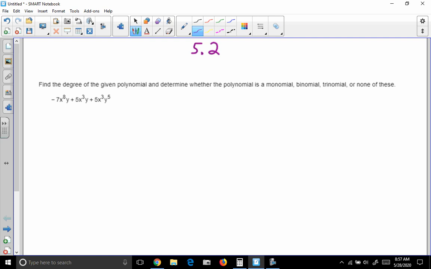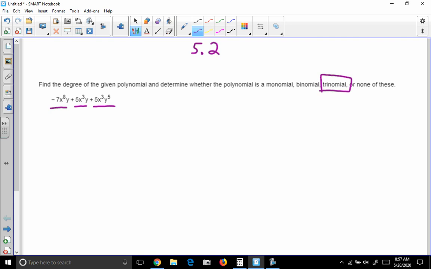So a polynomial is made up of terms. Terms are things added or subtracted. So we have this term plus this term plus this term. So this one has 1, 2, 3 different terms. If it has 3 terms, that's a trinomial. Binomials have 2 terms, monomials have 1 term.